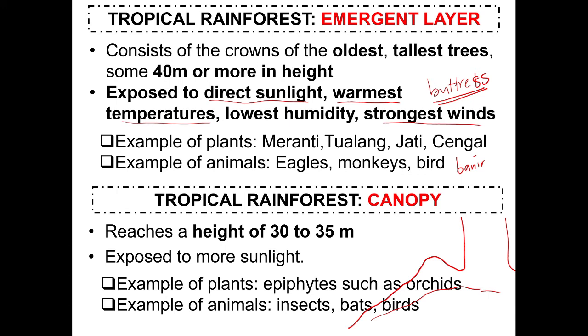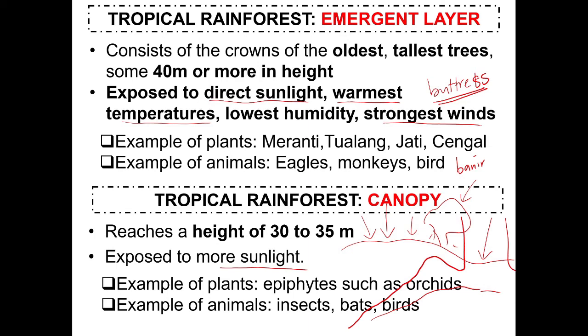Canopy consists of the trees under the emergent layer, which can reach a height of up to 35 meters. They are also exposed to a lot of sunlight. Almost the same, sebenarnya sama dengan emergent, cuma sebab dalam satu kawasan akan ada a few emergent. Jadi canopy still receives a sufficient amount of sunlight, as well as emergent.